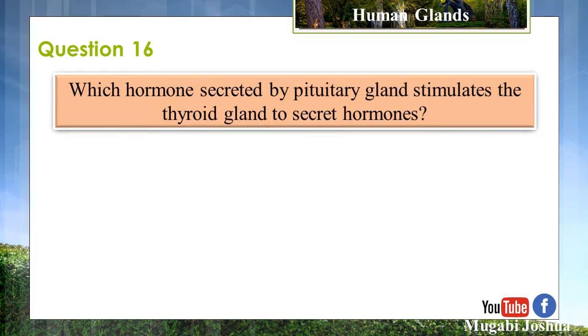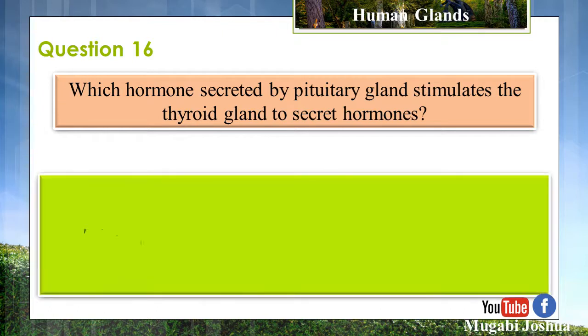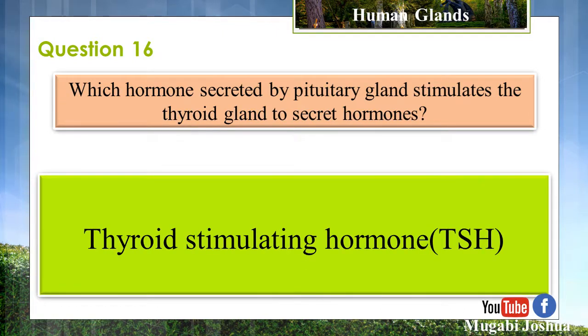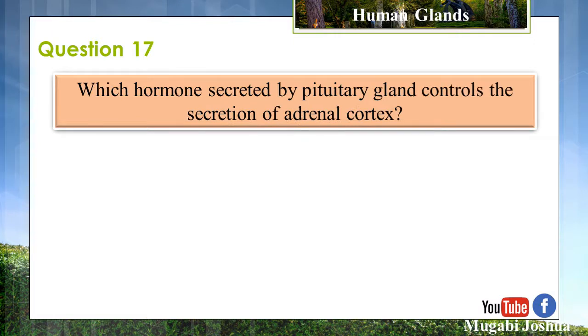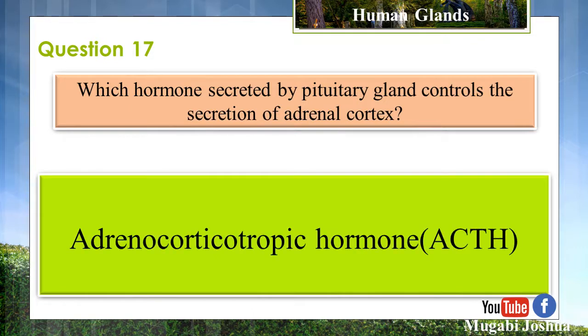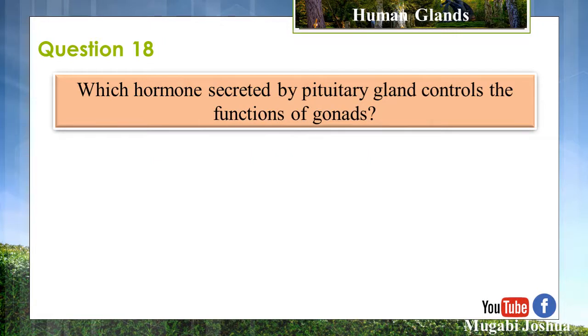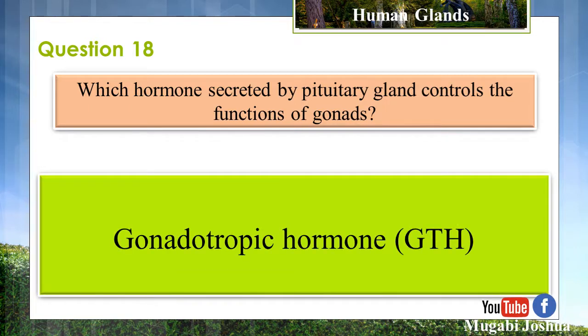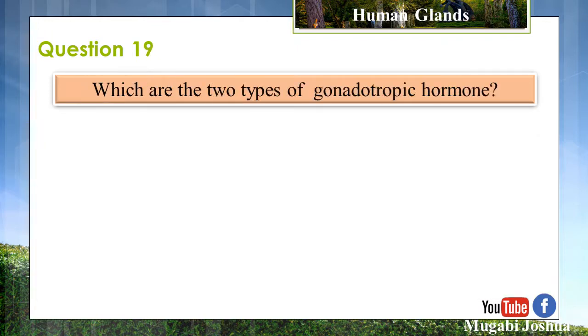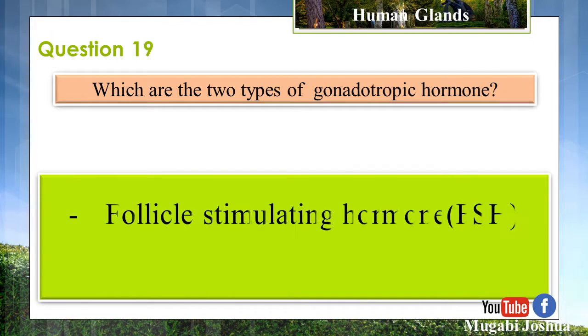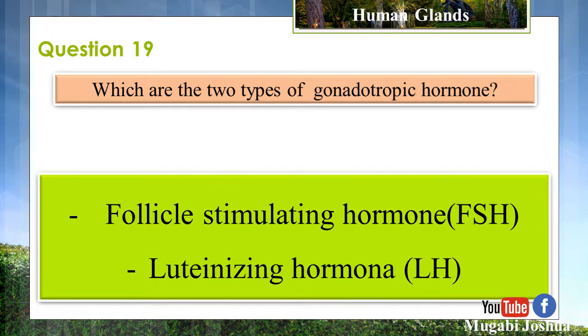Question 16. Which hormone secreted by pituitary gland stimulates the thyroid gland to secrete hormones? Thyroid stimulating hormone. Question 17. Which hormone secreted by pituitary gland controls the secretion of adrenocortex? Adrenocorticotropic hormone. Question 18. Which hormone secreted by pituitary gland controls the functions of gonads? Gonadotropic hormone. Question 19. Which are the two types of gonadotropic hormone? Follicle-stimulating hormone and luteinizing hormone.